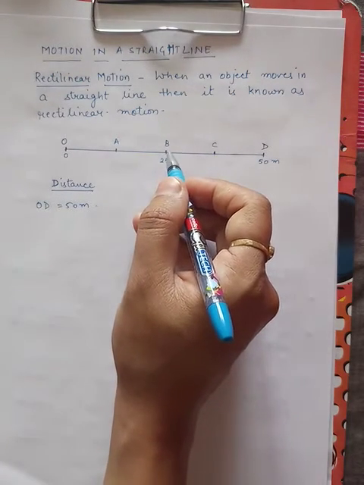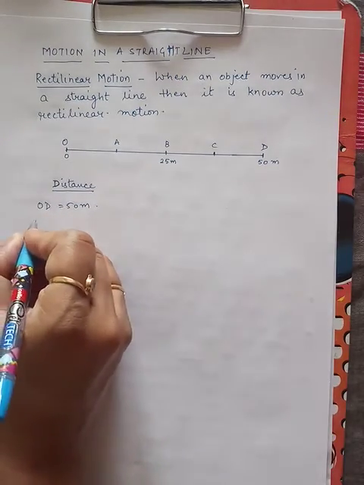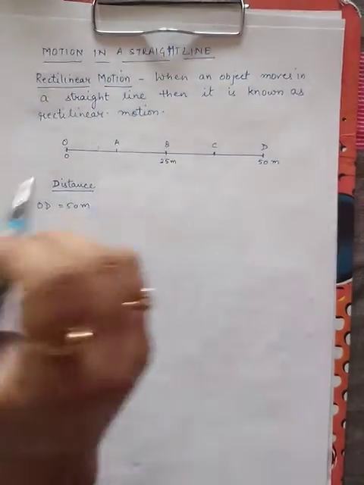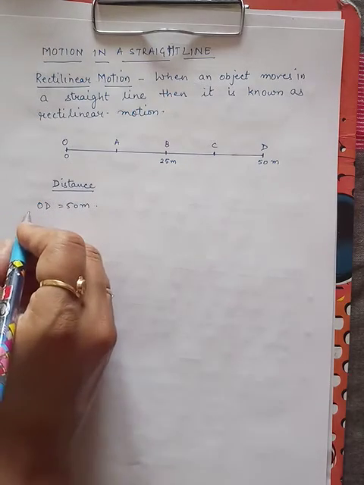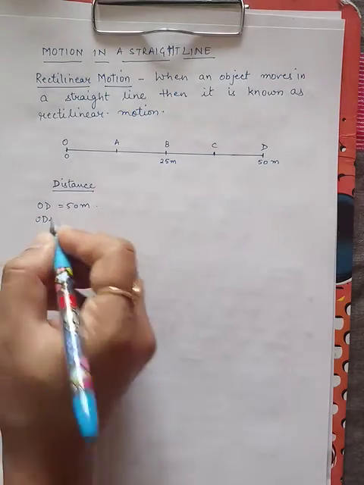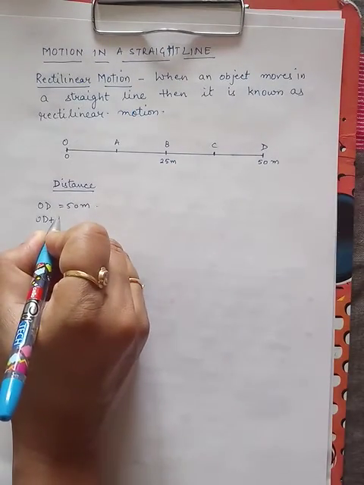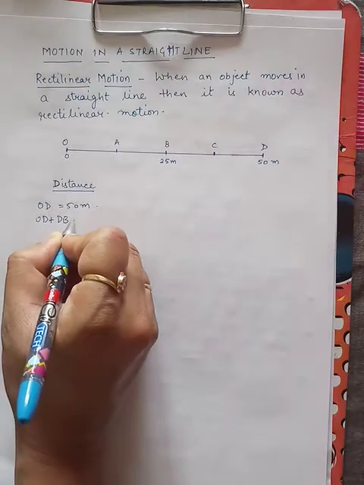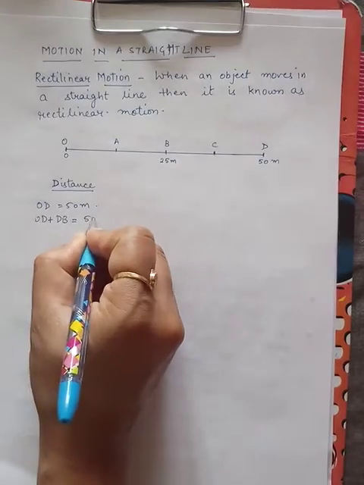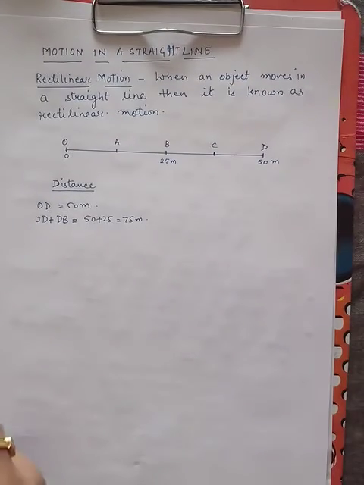This is a very small little thing. With the help of common sense we can understand that. So what is the distance in that case? It will be 50 meter plus 25 meter, right? So OD plus DB, I am writing according to direction so that confusion will not be created. So it will be 50 plus 25, that is equal to 75 meters. The distance is this, right?